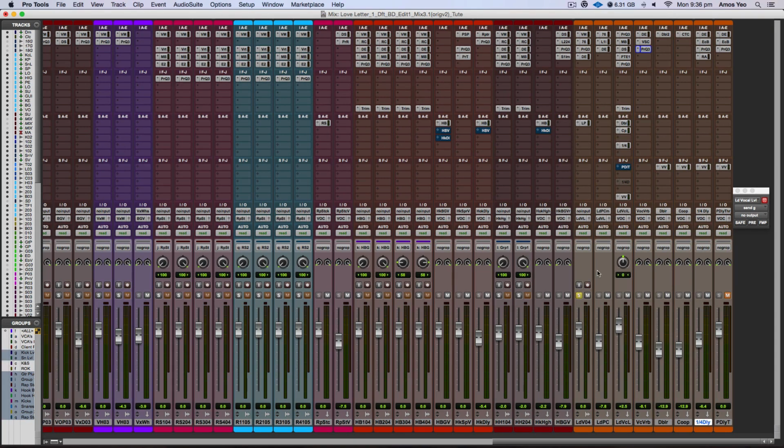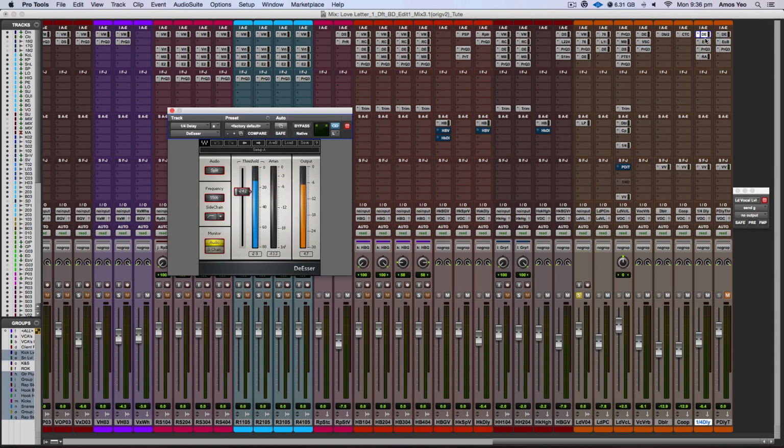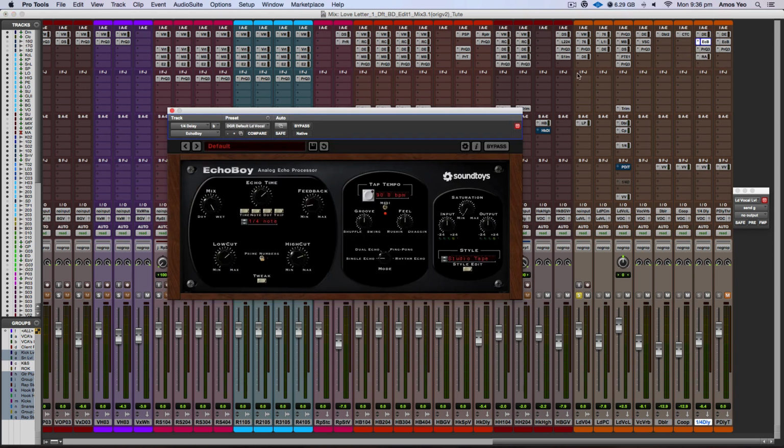And for that, what I actually did was I started off with a de-esser just to take away some of the S's that were coming out from the lead vocal, so that I don't have the S's piling up on the delay itself. And then I'm using the Soundtoys Echo Boy, and I'm using it in the single echo mode.